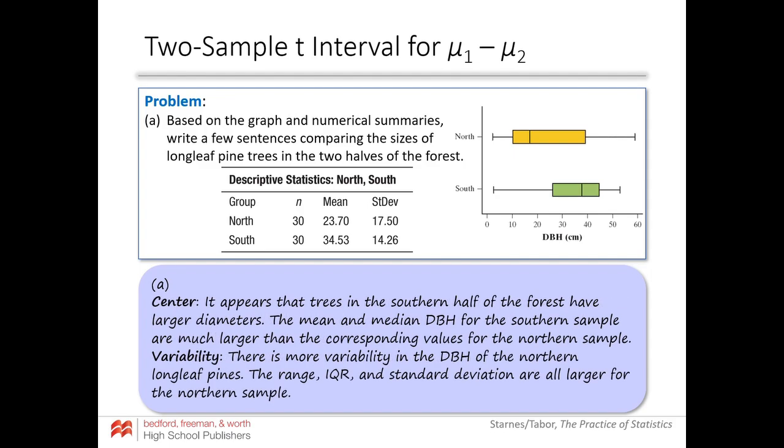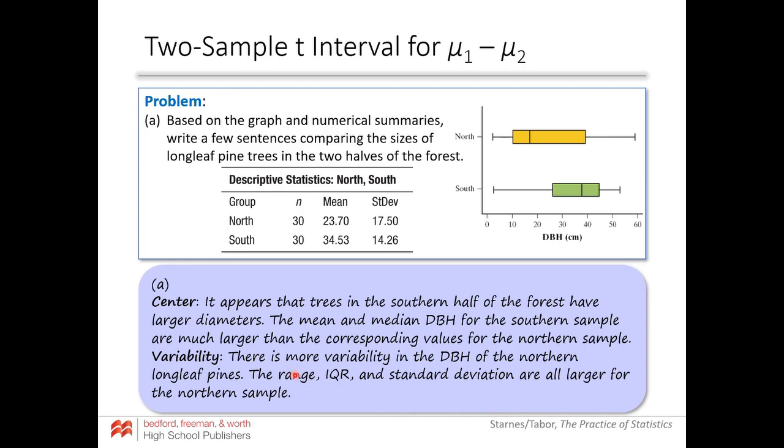Center, it appears that the trees in the southern half of the forest have larger diameters, so we have that larger mean. Remember, we were measuring the diameters. The mean and median for the southern sample are much larger than the values in the northern sample. And our variability, there's more variability in the northern pines. We have a higher standard deviation. The range, IQR, and standard deviation are all larger for the northern sample.